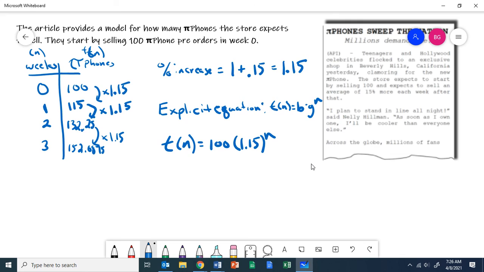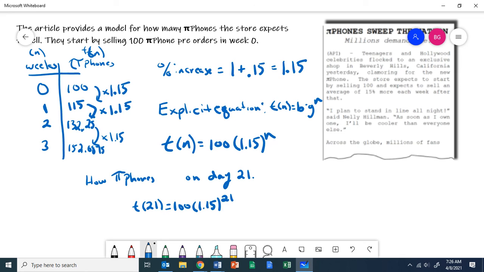I want you to ask yourself, how many PiPhones on day 21? So go ahead and answer that question. All right, so you should have put 21 in for n. So we should be doing T of 21 equals 100 times 1.15 to the 21st.